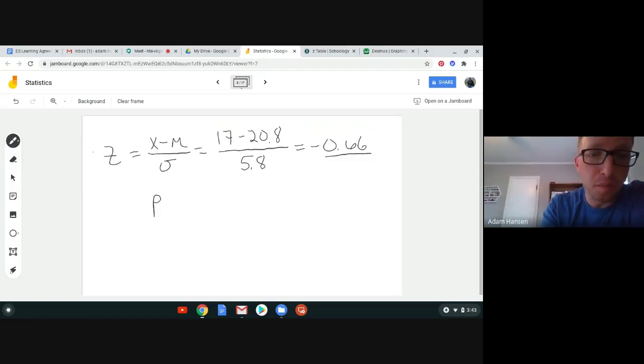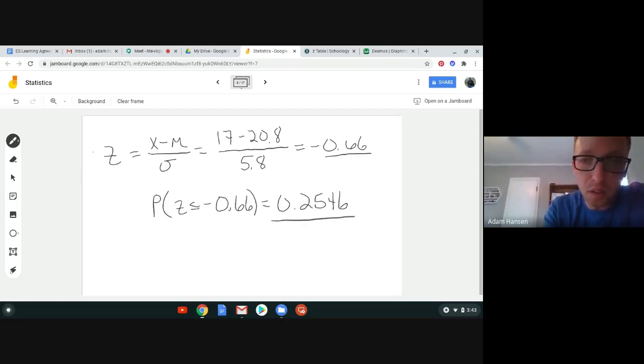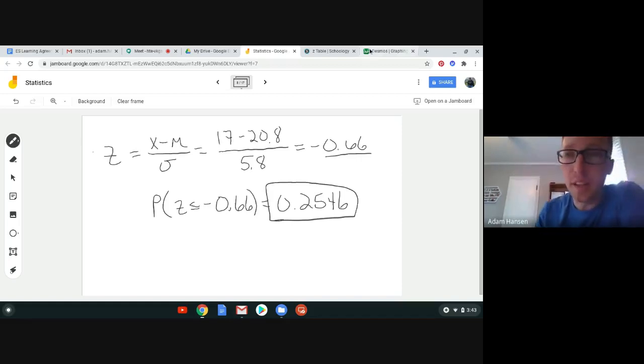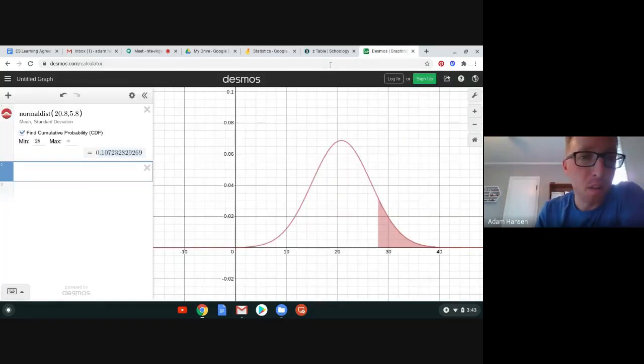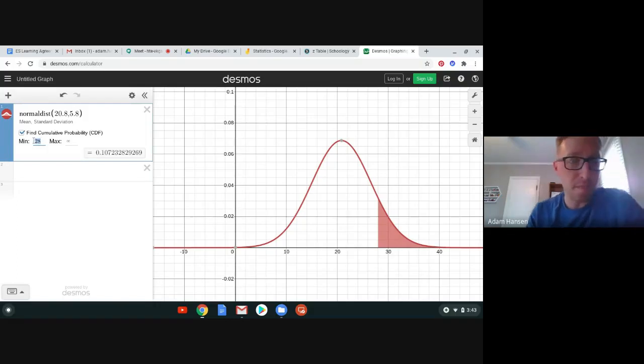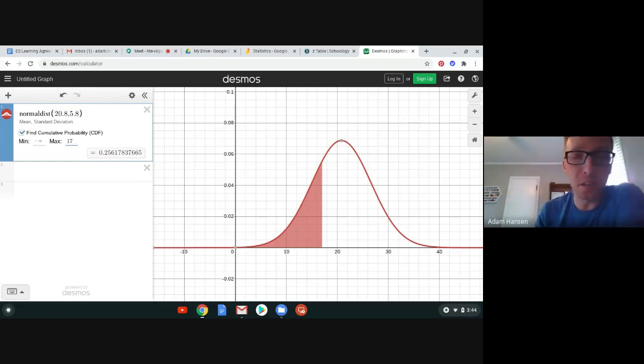The probability of a z-score less than or equal to negative 0.66 was 0.2546. And we can find that on Desmos. We're going to get rid of this, make the minimum negative infinity, and a maximum of 17. About 0.2562, roughly the same result we got, shading the tail to the left.